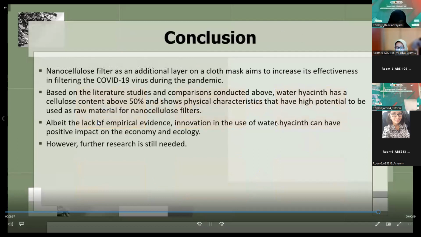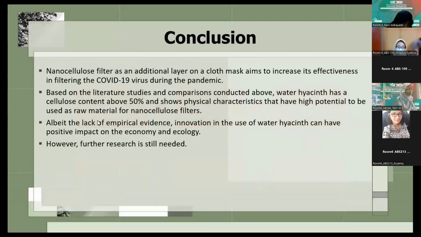To conclude the research, nanocellulose filter as an additional layer on a cloth mask aims to increase its effectiveness in filtering the COVID-19 virus during the pandemic. Based on the literature studies and comparisons conducted above, water hyacinth has a cellulose content above 50% and shows physical characteristics that have high potential to be used as raw material for nanocellulose filters. Albeit the lack of empirical evidence, innovation in the use of water hyacinth can have a positive impact on the economy and ecology. However, further research is still needed.